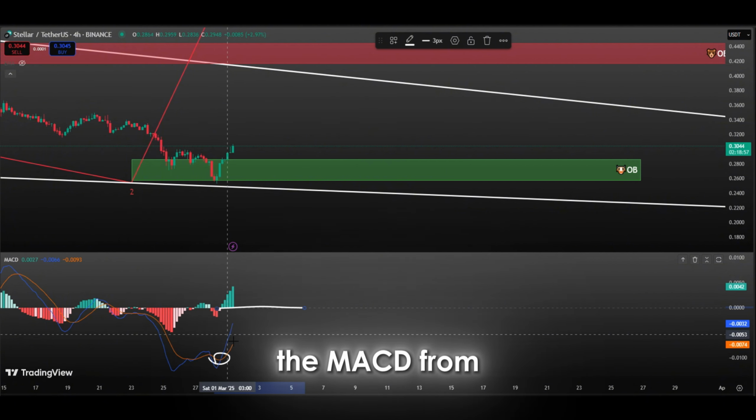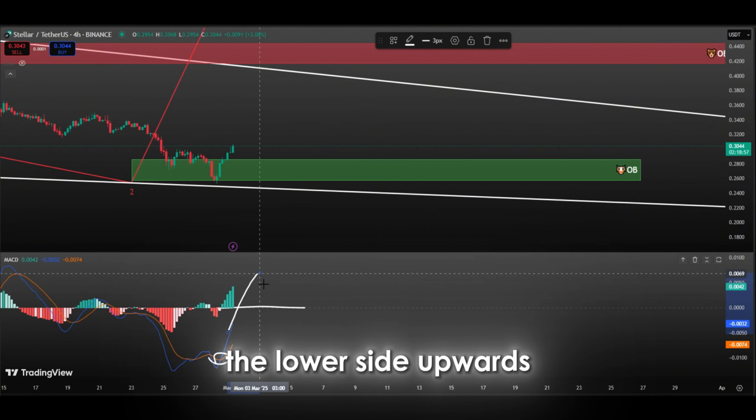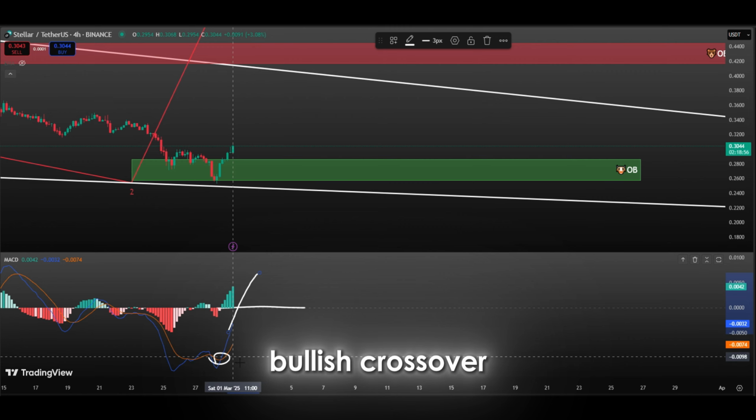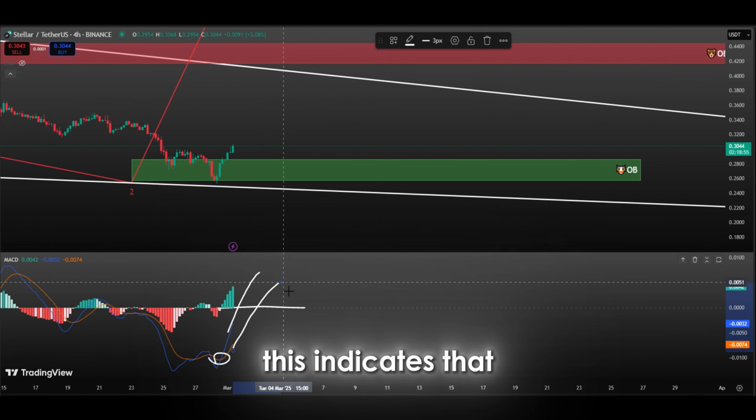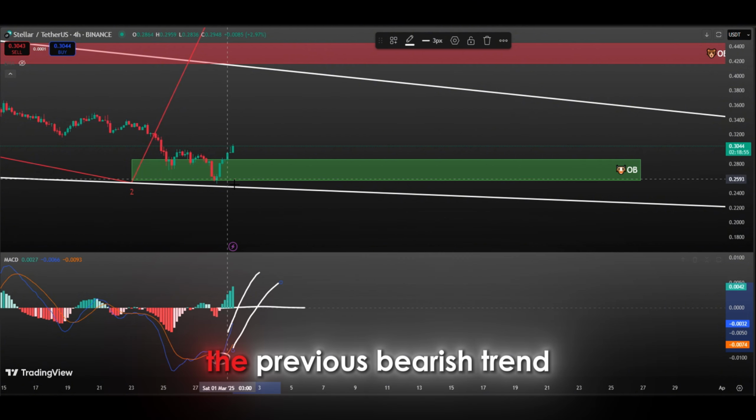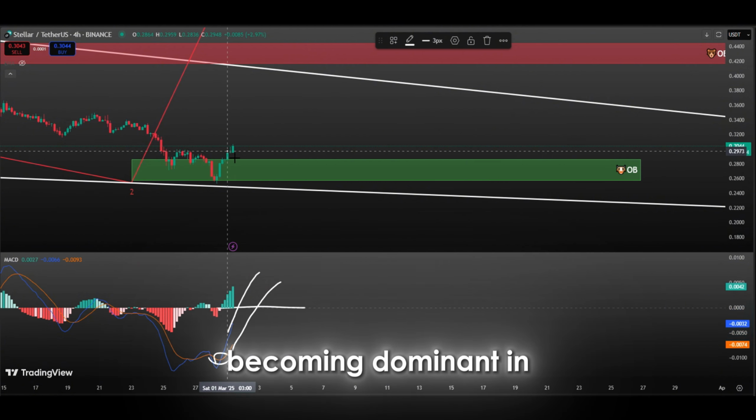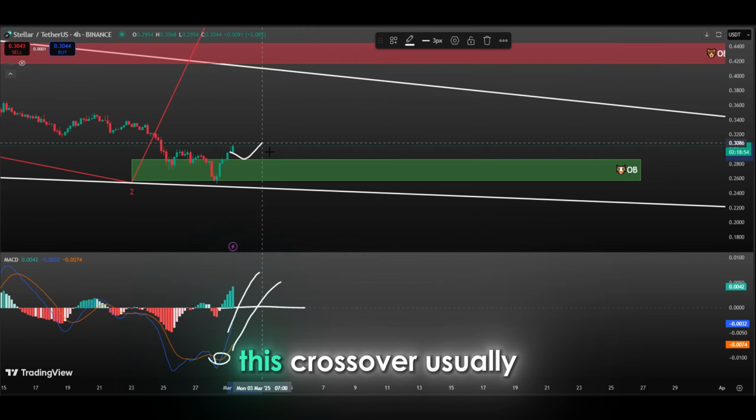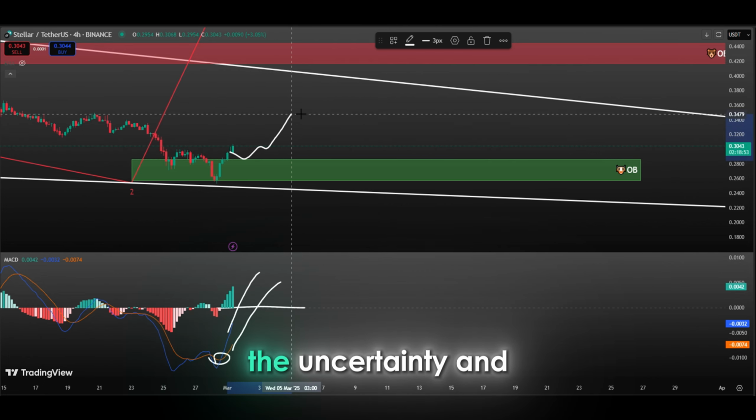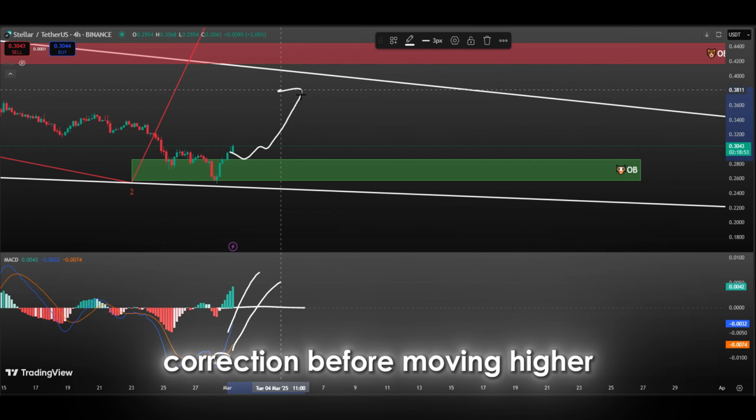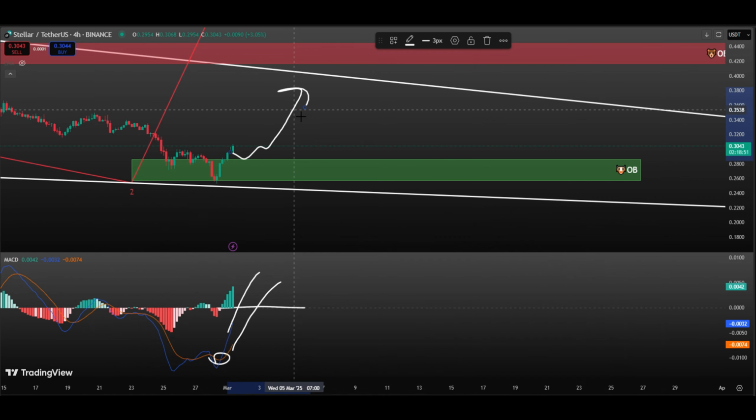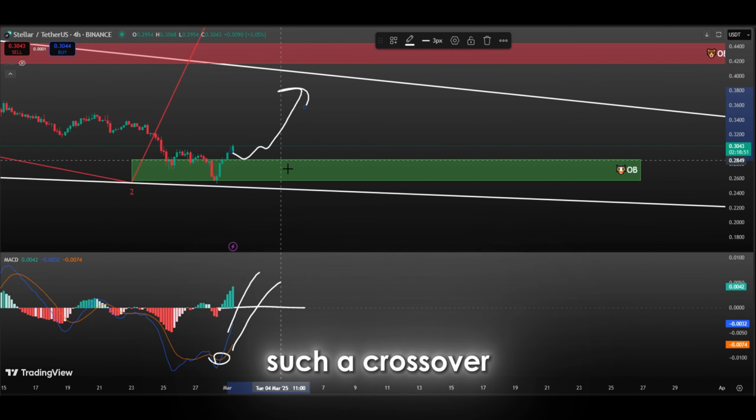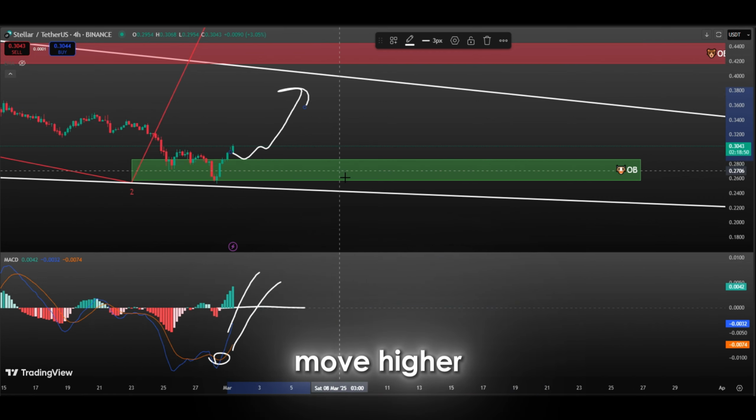A crossover of the MACD from the lower side upwards is often referred to as a bullish crossover and is considered a strong buy signal. This indicates that the market is starting to break out of the previous bearish trend and buyers are becoming dominant in the market. This crossover usually marks a period when prices end the uncertainty and correction before moving higher. If the cross is supported by a large volume, this makes the buy signal even stronger. Traders can take such a crossover as an opportunity for prices to move higher.